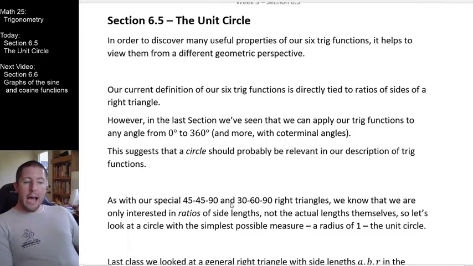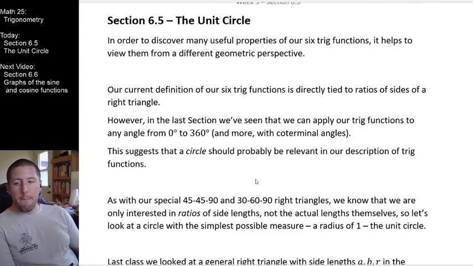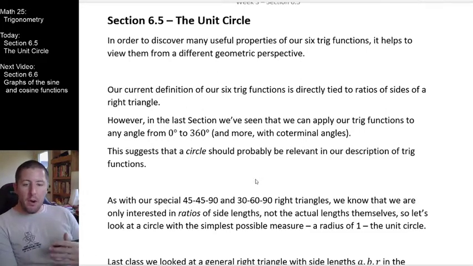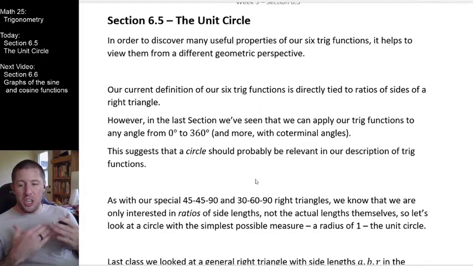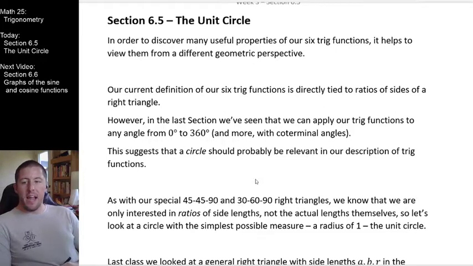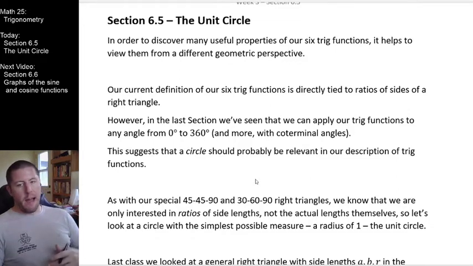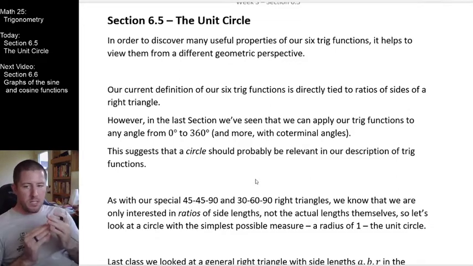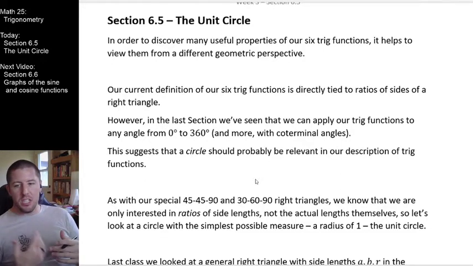So, as with our very special 45, 45, 90 and 30, 60, 90 triangles, we know that we're only interested in the ratios of side lengths to study our trigonometric functions. The actual size doesn't really matter as long as the appropriate ratios are maintained. Very similarly with our circle, all that's going to matter is that some ratios of lengths are maintained. The actual size of the circle isn't going to matter. Our proportions are what matter. Just like when we talked about triangles being big or small, that doesn't affect the values of sine, cosine, tangent of the angles associated with those. The ratios will be the same.